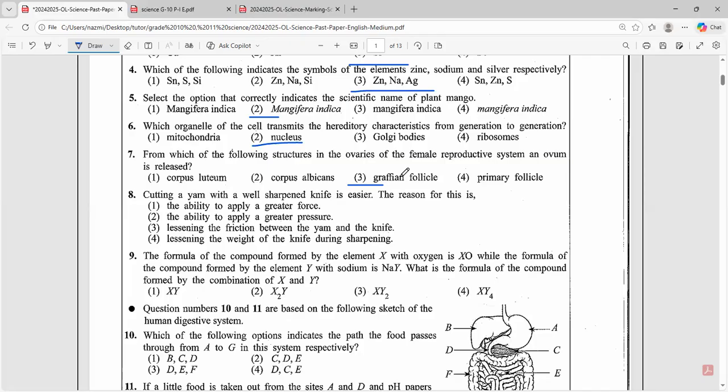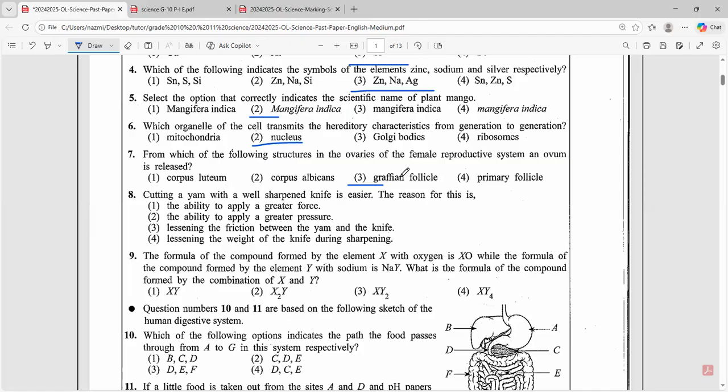Formula of the compound formed by the element X with oxygen is XO. Now you can see oxygen's valency is 2. X valency also has to be 2, then only it can get cancelled and join as XO. So the valency of X is 2. While the compound of Y with sodium forms NaY. Here Na valency is 1, Y also has to be 1. Then only 1 and 1 get cancelled and can form NaY.